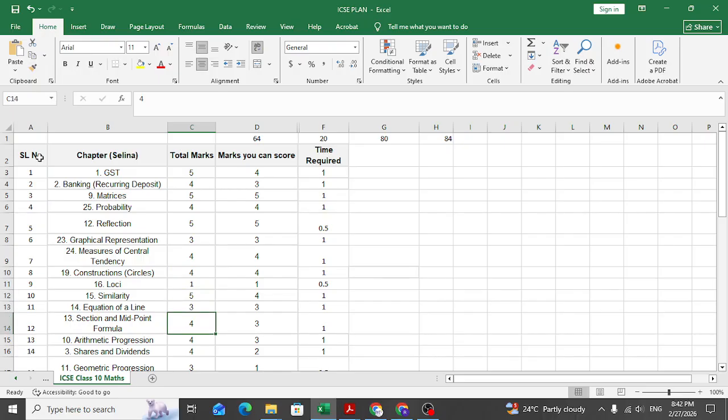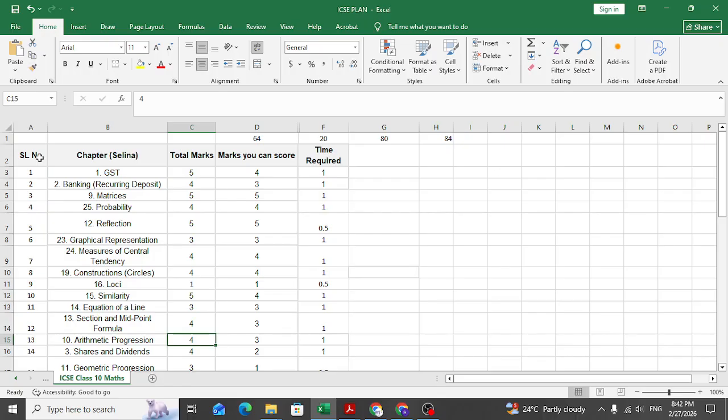Section and midpoint formula, just a continuation of the same formula, where you will use section formula, midpoint formula. Make sure you will also learn trisection, how to do trisection, how to find out centroid of a triangle, then how to find the distance of median, very important.